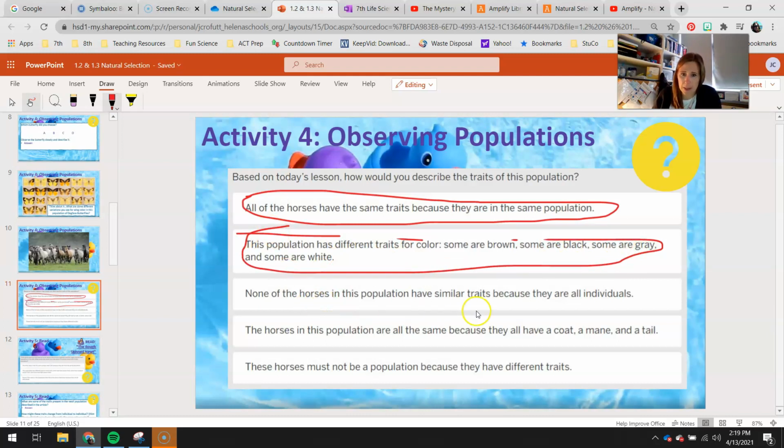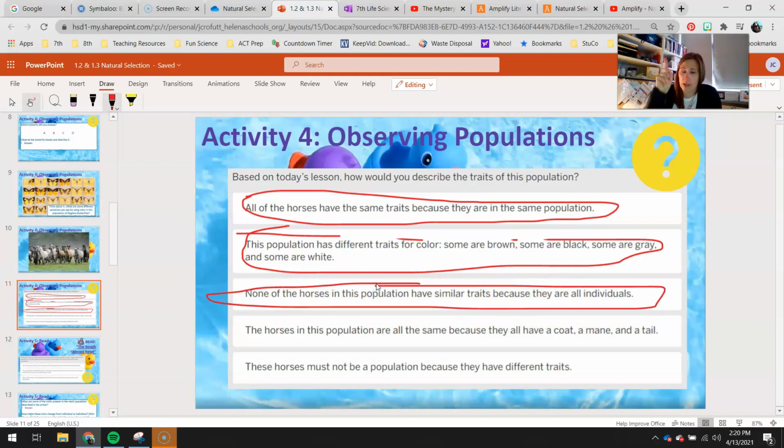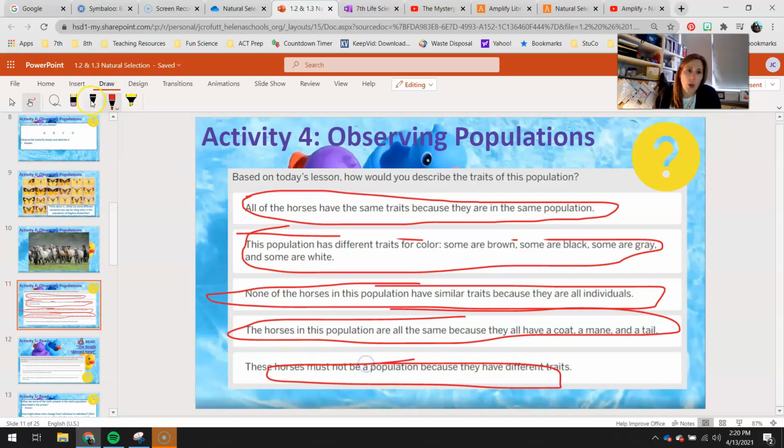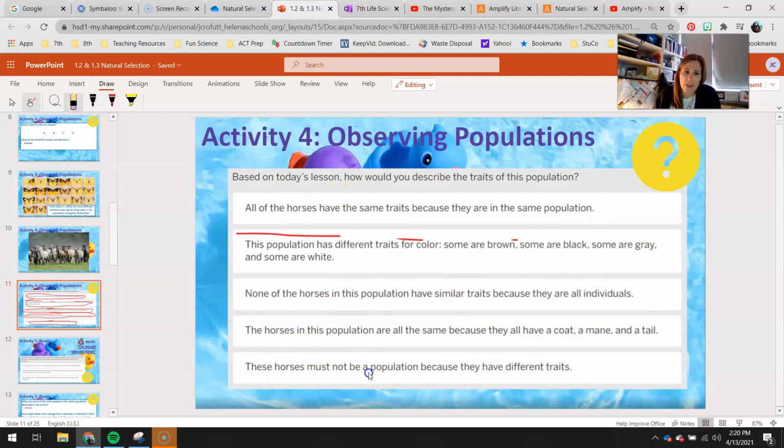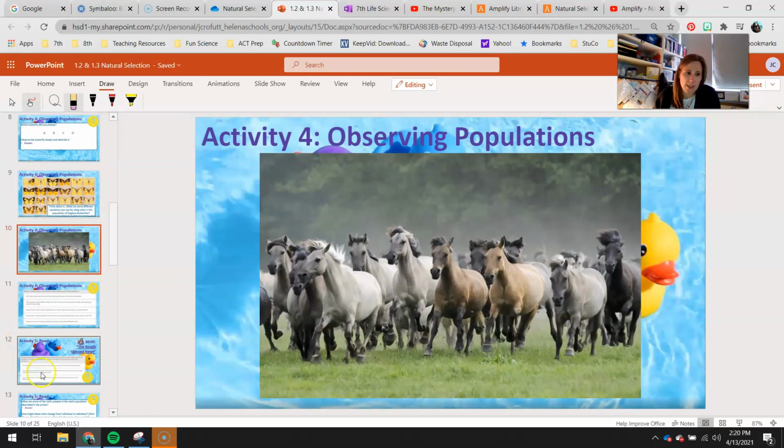None of the horses in this population have similar traits because they are all individuals. If you agree with that, circle that. Again, you guys are just circling one answer here. The horses in this population are all the same because they have a coat, a mane, and a tail, aka they're all horses. And then finally, these horses must not be a population because they have different traits. So circle the one answer you guys think best fits that population of horses.